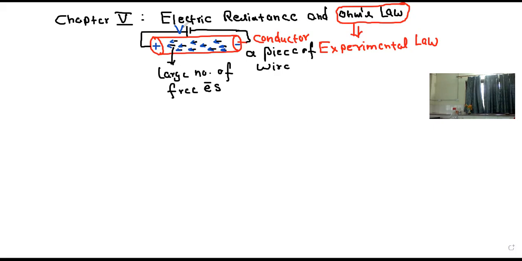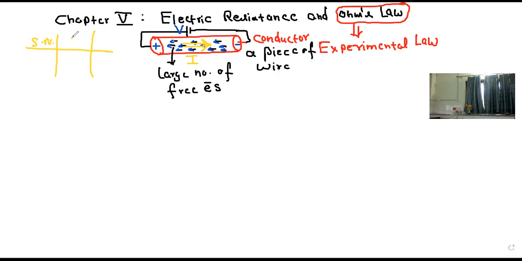And we know that the current in this wire will flow in a direction opposite to the direction of flow of electrons. So the current will flow in this direction. This is the direction of current, just opposite to the direction of flow of electrons. So this is the current I flowing. This is the experimental law, and from this law we can draw a table between voltage and current.